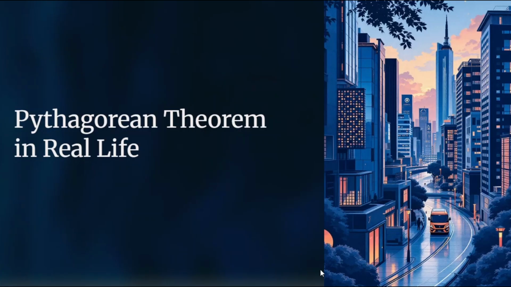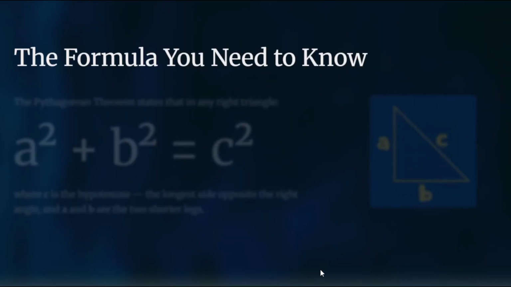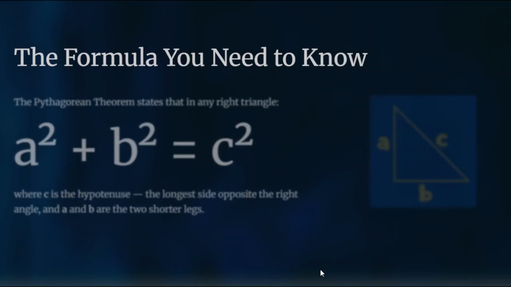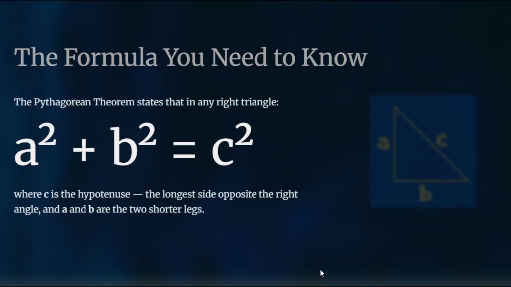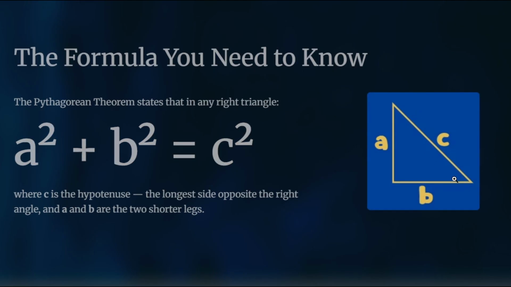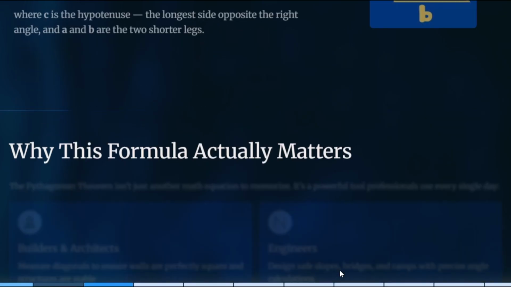In this video, we'll see how we can apply the Pythagorean Theorem in real life. So here's the formula you need to know. The Pythagorean Theorem states that in any right triangle, a squared plus b squared equals c squared, where c is the hypotenuse, that is the longest side opposite the right angle, and a and b are the shorter legs.